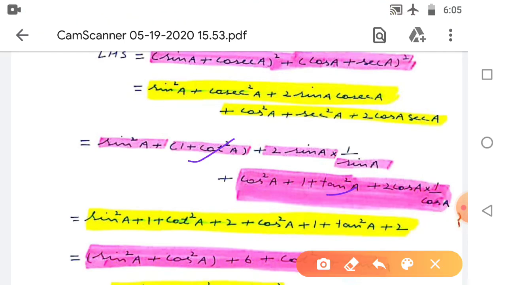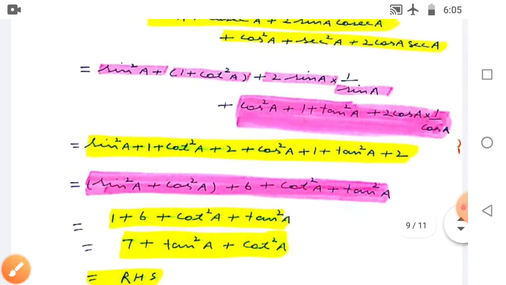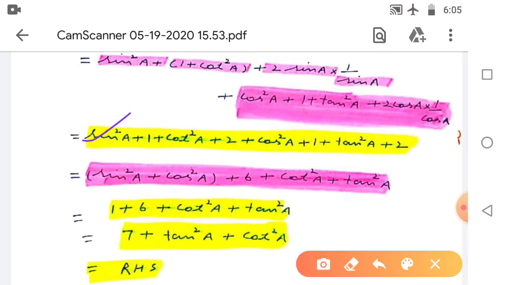Clear? Now come to the next step. This is sin square a, 1 plus cot square a plus 2, because sin a gets cancelled with sin a, it becomes 2. This is cos square a, 1 plus tan square a, and this cos a is gone with cos a, it is only 2. Now finally we get sin square a plus cos square a.